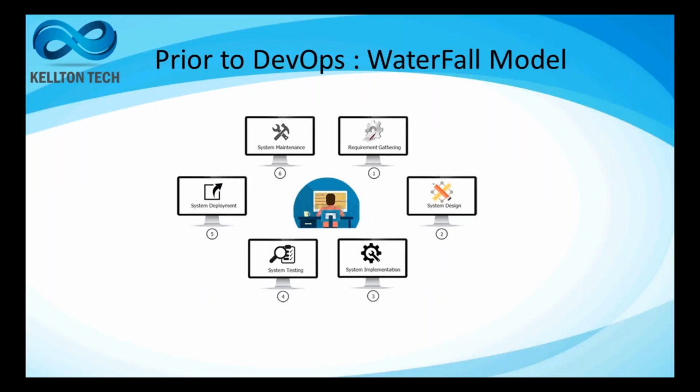So before DevOps, most of the software organizations followed the Waterfall methodology. In the Waterfall model we have different phases. First it starts with requirement gathering, system design, system implementation, system testing, system deployment, and system maintenance. In this, they were facing a lot of challenges while implementing the Waterfall methodology.